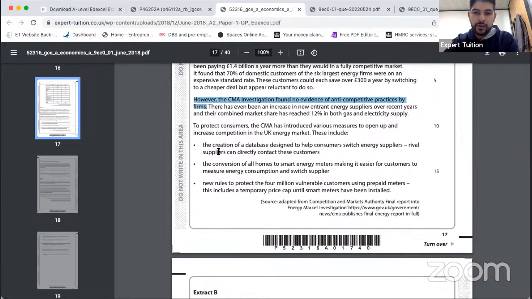The CMA investigation found no evidence of anti-competitive practices by firms. Is that so, CMA? Is that so? Right? So you could chuck that in and say the fact that they found no evidence may indicate that there might be some regulatory capture going on here. Yeah? And then that will get you the 12 marks.